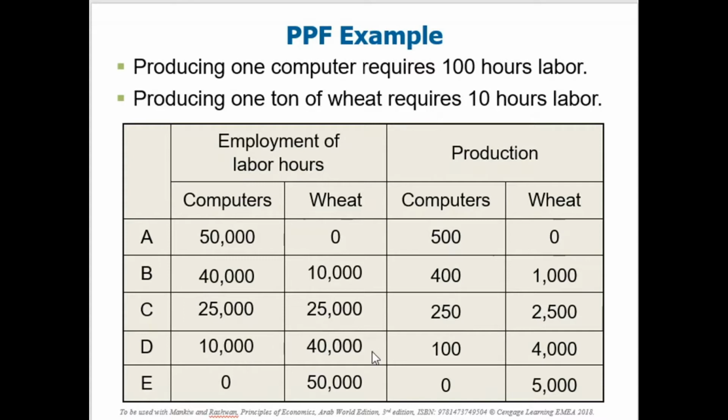But if we want to produce more wheat, we will use most of our labor to produce wheat. In this case, we have 4,000 tons. How about if we want to use all our labor to produce wheat? In this case, we have 5,000 tons and 0 computers. Why are we making these assumptions? We are making these assumptions to show you a graph in the next slide.